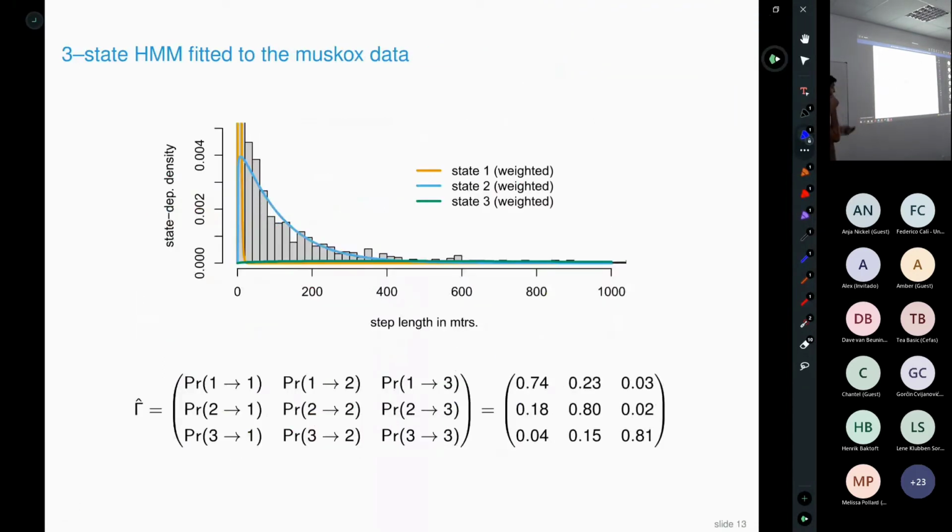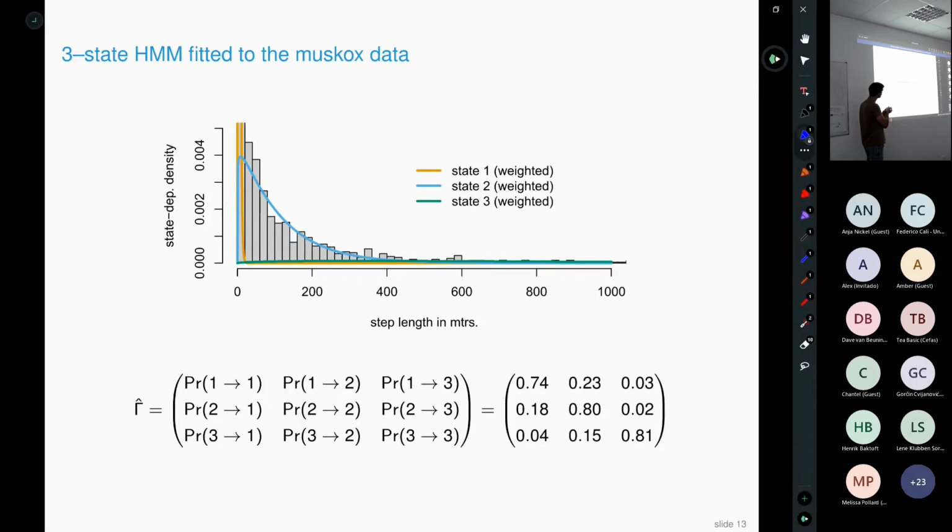Okay, this is then how the fitted model actually looks like. We have not yet talked about estimation, but I wanted to give you some idea how the model eventually looks like. So this is the model fitted to the muskox data. These are those 3 distributions. Apologies, the colors are not the same, but it's the same idea. So we have the 3 states.